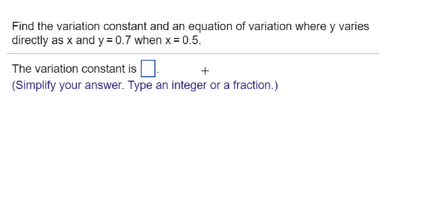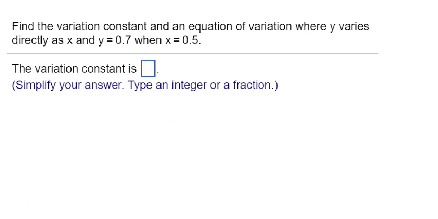So find the variation constant and an equation of variation where y varies directly as x and y equals 0.7 when x is equal to 0.5. All right, this is just a 2-level problem. It doesn't go all the way to level 3 where you have to answer a question. So pause the video, see if you can figure out what the constant is, what the equation should look like, and then resume the video to see if you came up with the correct answers.